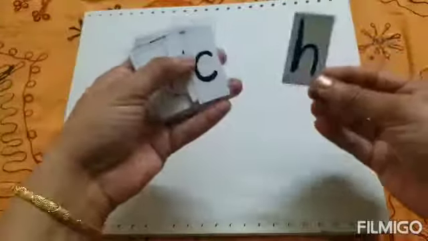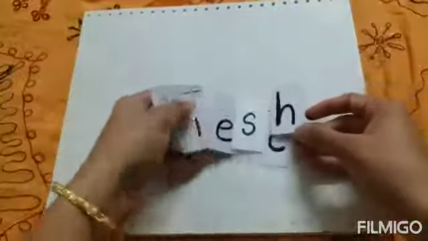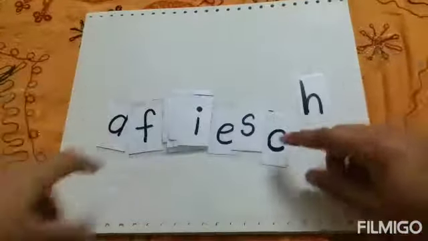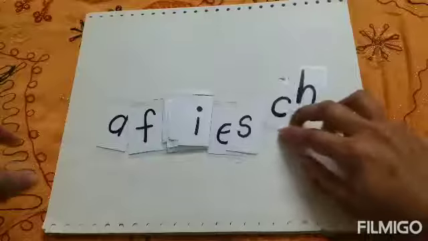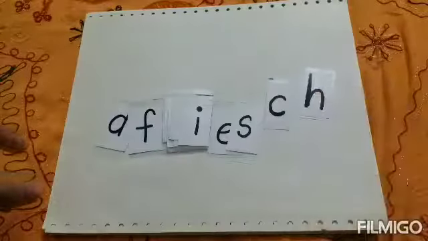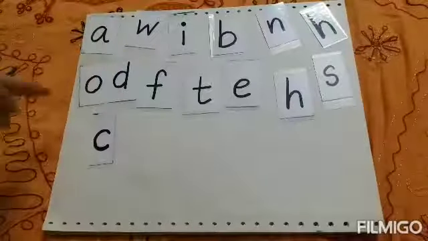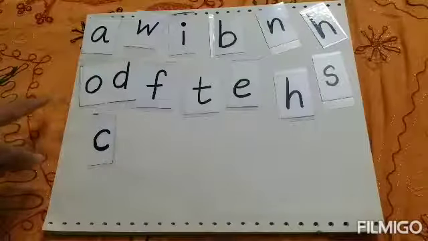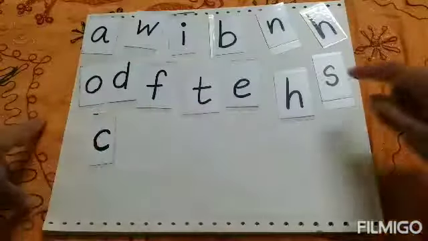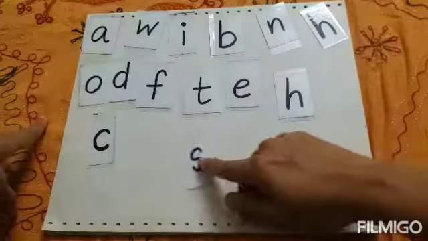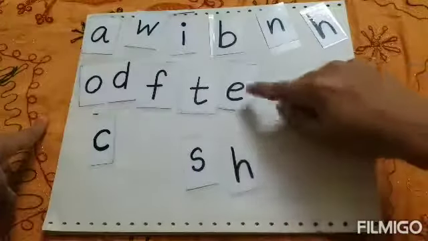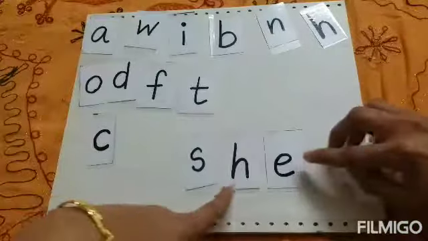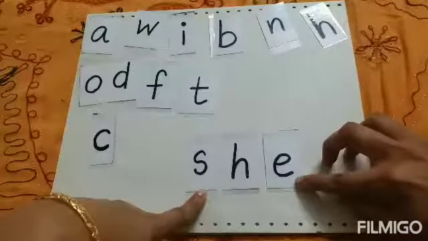So each letter can be a card and you can give these cards to them. Let them use these letter cards to make the sight word. For example, if you are giving all these letters to a child, the child will look at the letters and they can pick the letters like this: S, H, E, she. So in this way they can frame the word.